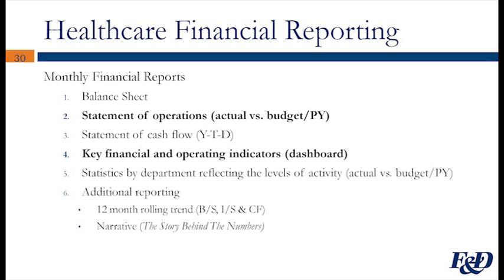So things that we see commonly would be, as we just discussed, balance sheets and statements of operations. And those statements of operations are usually set up as an actual versus budget presentation. Key financial and operating indicators are what's more commonly known as a dashboard. There's also a lot of statistics that get reported, whether by department or by service line. Those really reflect the levels of activity each of those specific items are providing on a monthly basis. And then there's typically additional reporting that the entities decide is important for their specific organization.